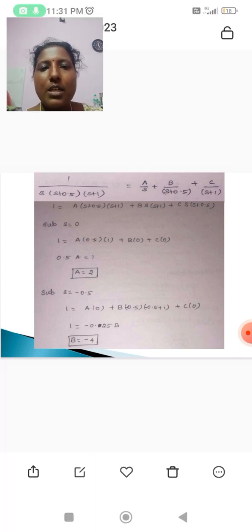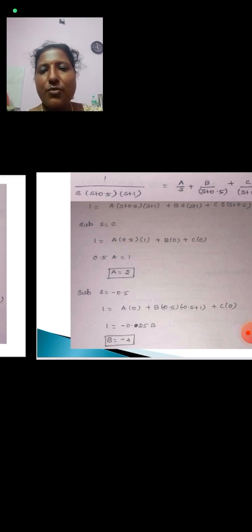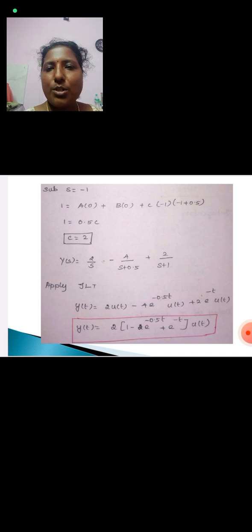Now in my own way, I have calculated the partial fractions, that is 1 is equal to A into (s plus 0.5)(s plus 1) plus B into (s plus 1) plus C into (s plus 0.5). Now substituting s is equal to 0, I have got A equal to 2, and substituting s is equal to minus 0.5, I have got B is equal to minus 4, and substituting s is equal to minus 1, I have got C is equal to 2.